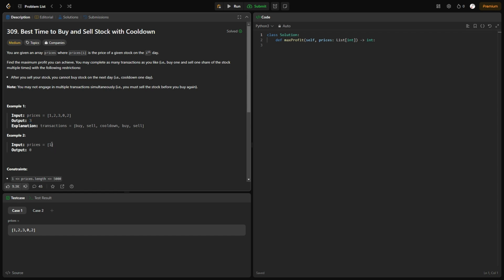So in example 2, we see prices is just 1, so there's only a single price, which means we can't get any profit since there's no difference in the price, and we need the difference to create profit.